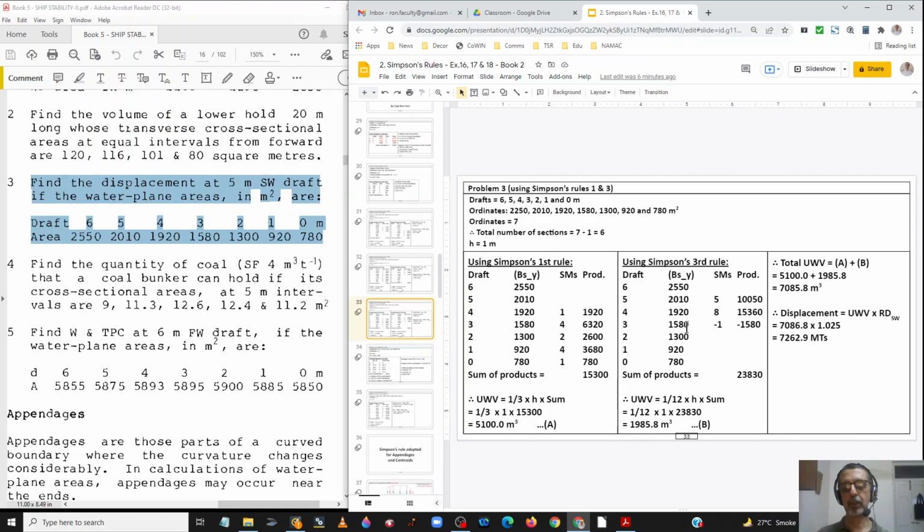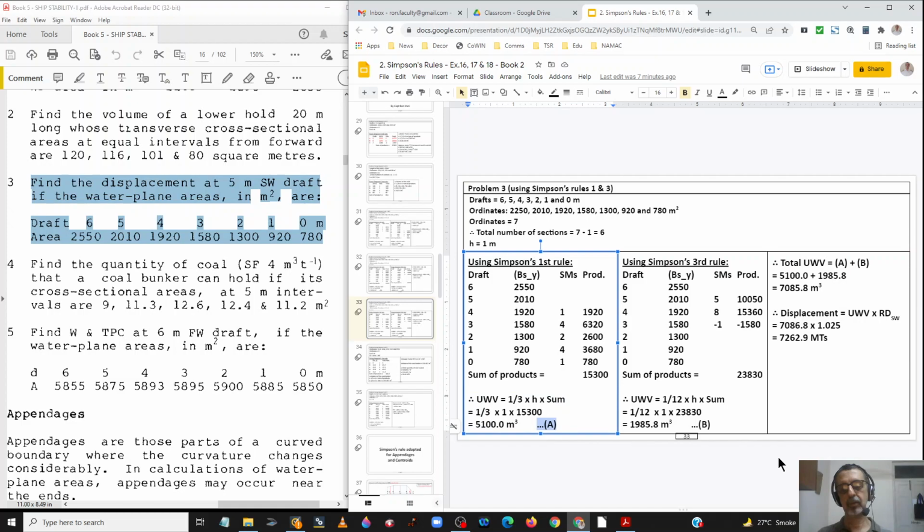5-meter draft. As you can see, the sum of products is equal to 15,300. That is between the drafts, that is until the 4-meter draft. And therefore, the underwater volume is equal to 1 upon 3 into H into the sum of products. That gives me an answer of 5,100 cubic meters, which I'm going to call A.